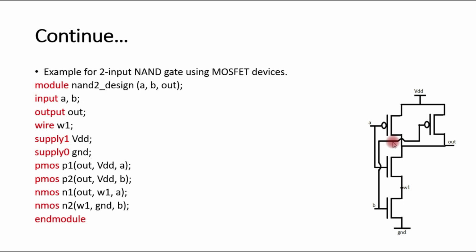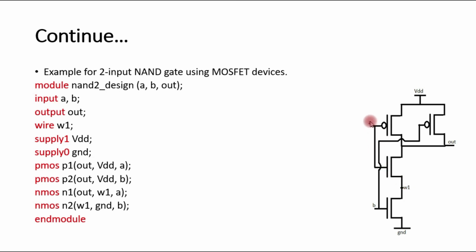In case of NAND logic, PMOS devices are connected in parallel while NMOS transistors are connected in series. Output is here. The 2 inputs are A and B. And in the 2 input NAND gate, there is the power supply, that is VDD, and the ground terminal, that is the common point or reference point. And here this terminal, that is the W1 terminal, is the intermediate terminal. We have taken this intermediate terminal as a net data type. So we have declared W1 as a wire because nets are continuously driven signals.